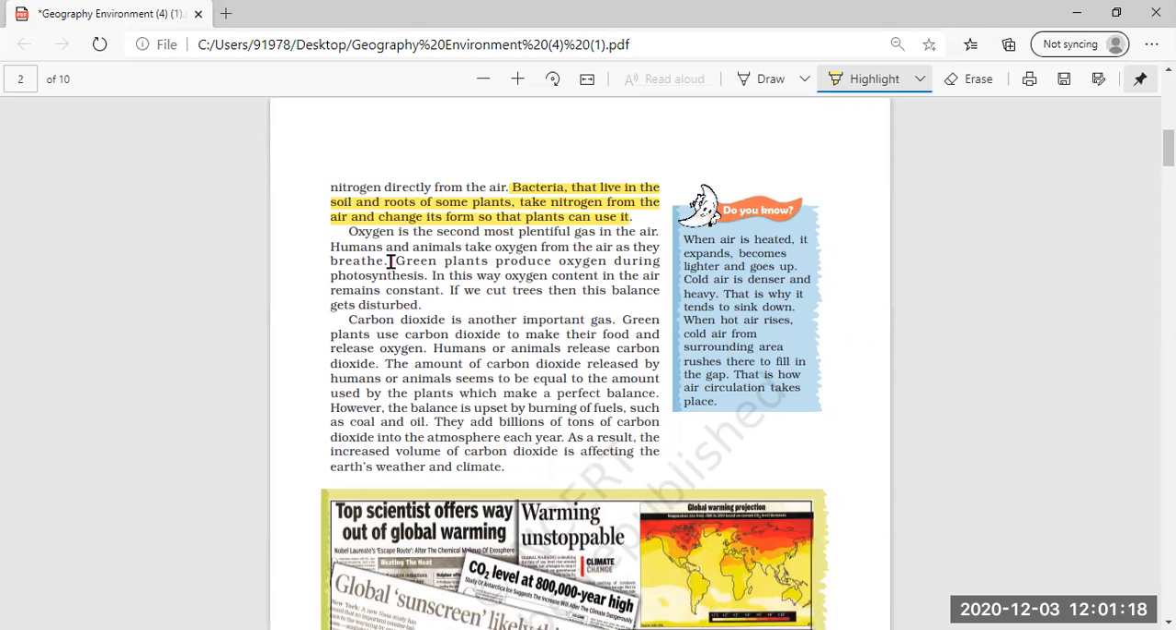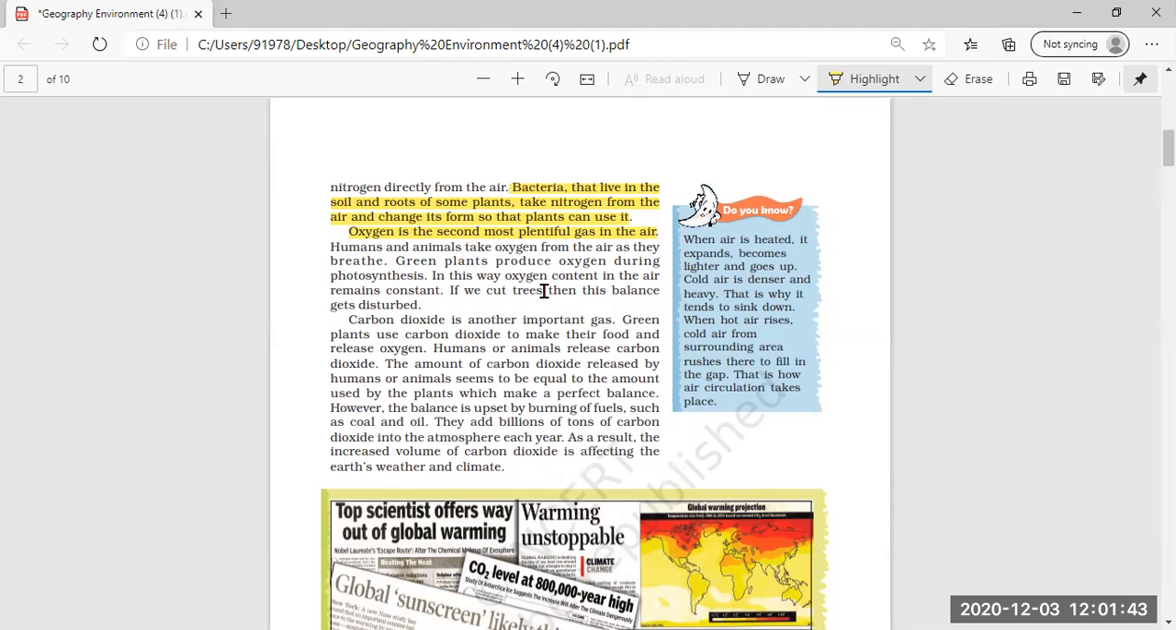The most plentiful gas we have already read about, that is nitrogen. The second most plentiful gas in the air is oxygen. Humans and animals take oxygen from the air as they breathe. That means as we breathe in, we human beings, the living organisms, take oxygen.